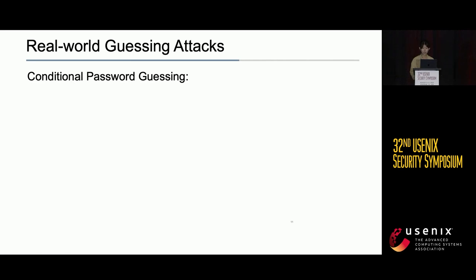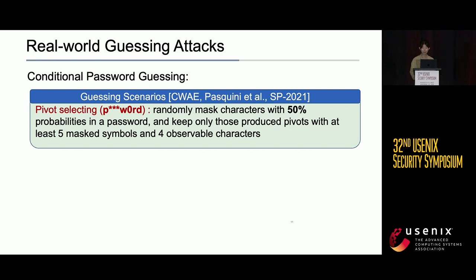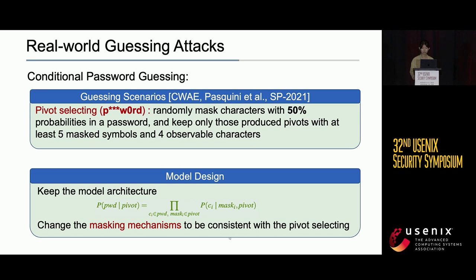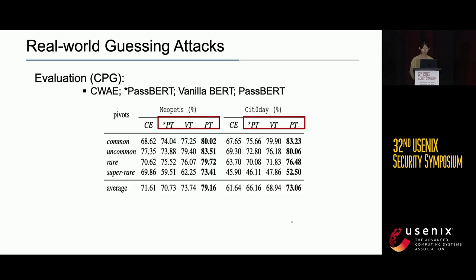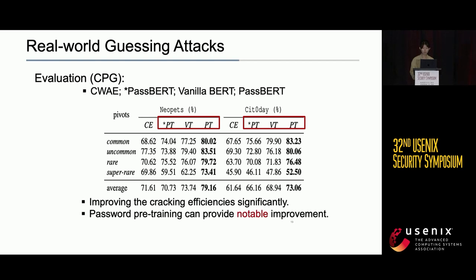To make experiments in CPG, we follow the CWAE model to select a partial password, also denoted as palette. Then we keep the pre-trained architecture since the CPG and pre-training share the same objective and change only the masking mechanism to be consistent with that in CPG. For example, we increase the masking rate from 15% to 50%. Our evaluation includes the baseline CWAE, the model without pre-training, denoted as star PassBERT, the model with natural language pre-training, denoted as vanilla BERT, and the model with password pre-training, denoted as PassBERT. As shown in the table, we find that all the three models we proposed can significantly improve the cracking efficiencies. Additionally, password pre-training can provide notable improvements.